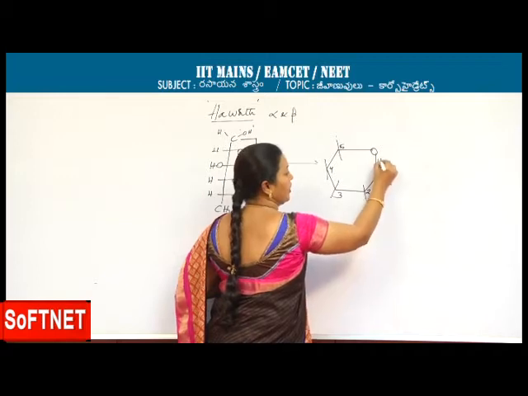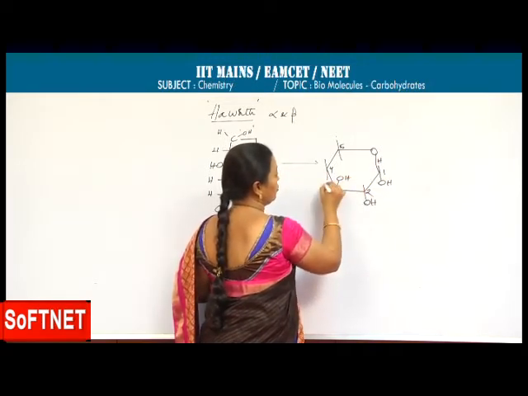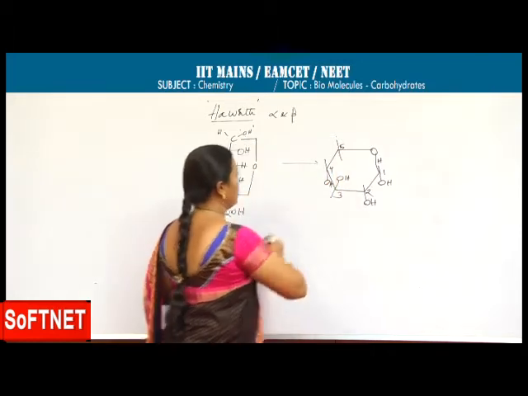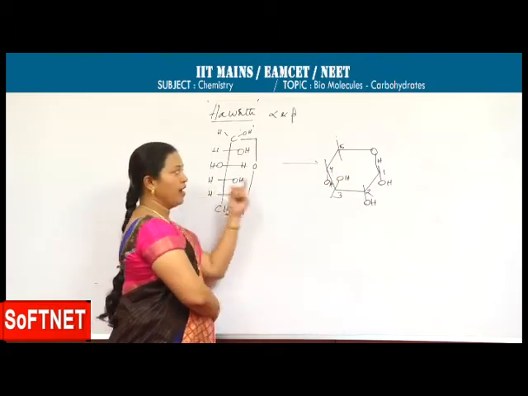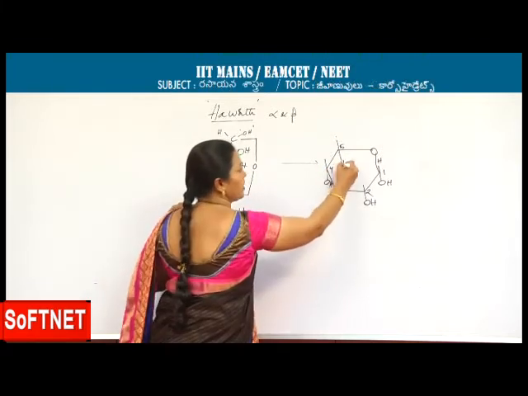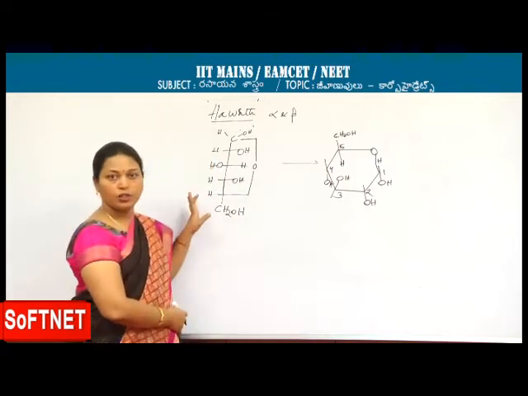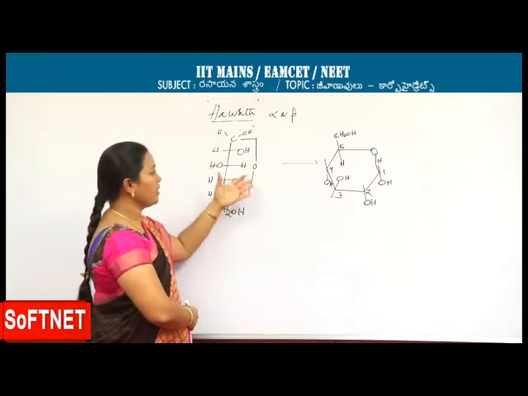OH, hydrogen; second with OH right, third with OH left, fourth with OH right, fifth. Though it is present on the left side, we have to write it inside the ring because CH2OH is present outside the ring. It is the pyranose form of the glucose. Same we can write for the beta form also.